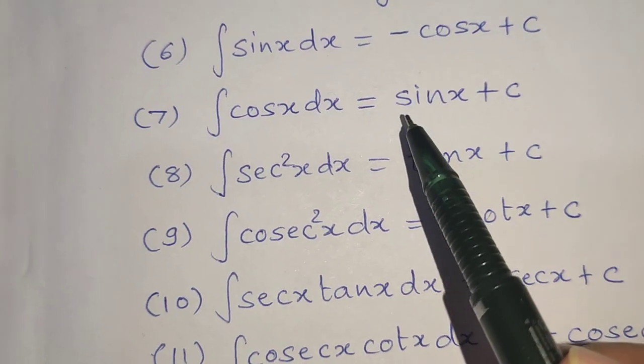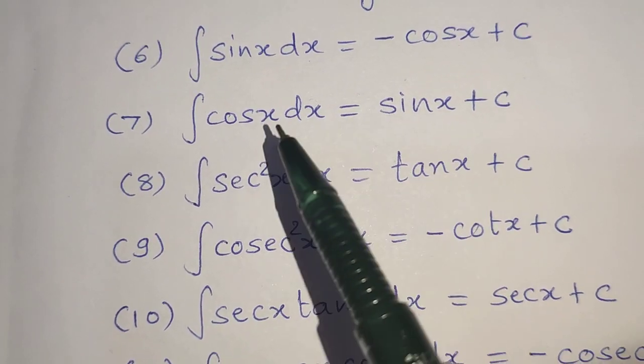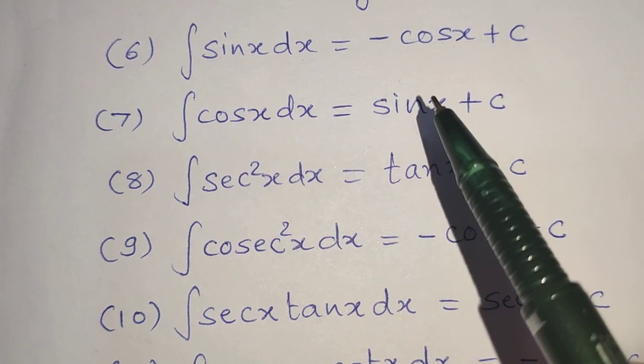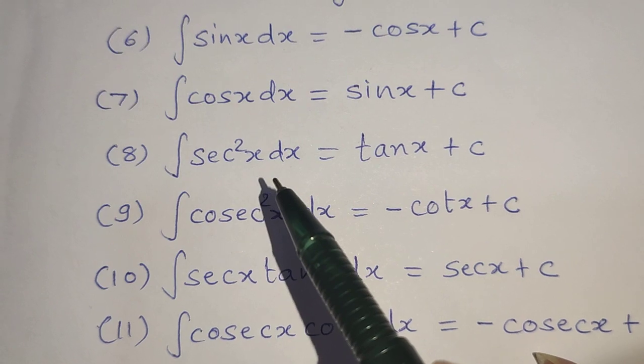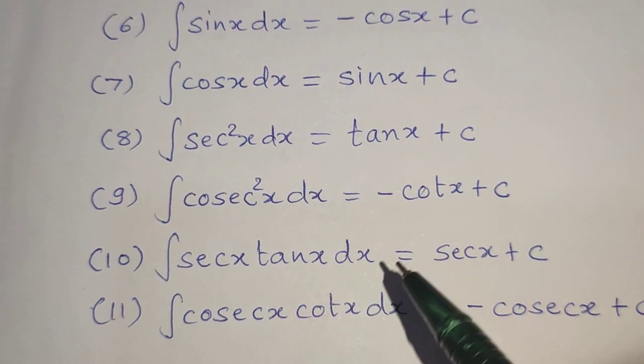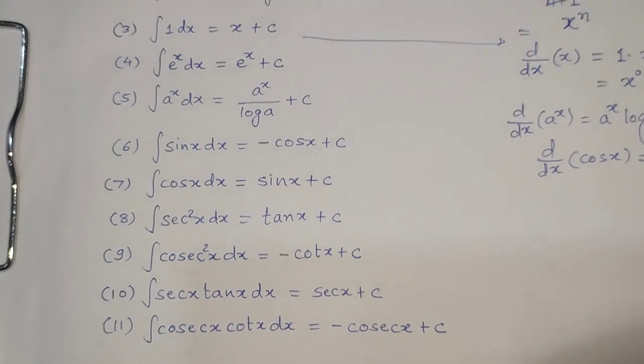Again, remember the derivative of sin x was cos x. So integration of cos x will be sin x. Similarly, the derivative of tan x was sec square x. Integration of sec square x will be tan x, and you can remember all these formulas easily.